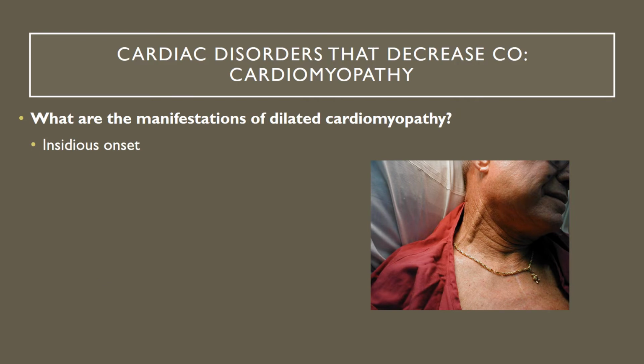What are the manifestations of dilated cardiomyopathy? Insidious onset, so generally the manifestations pop up really out of nowhere. We see dyspnea, fatigue, angina. So dyspnea and fatigue are just general manifestations of disorders that decrease cardiac output. Angina is going to be a product of essentially a heart attack. So this is pain in your chest due to a decreased delivery of oxygen to your cardiac tissue. Activity intolerance, because now your myocardium is not going to pump blood and your cardiac output is decreasing. And so this kind of goes hand in hand with fatigue.